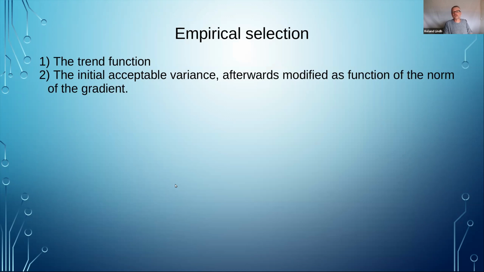There are a few things that we have to select empirically, and one is the trend function, which we have set such that if you're far away from the data points, you're bound. Also, we have to decide how this variance should be changed. So we have an initial value, and then we have a simple equation which associates the gradient norm with the acceptable variance. As we converge, the gradient norm goes to 0, and we accept a smaller and smaller variance.